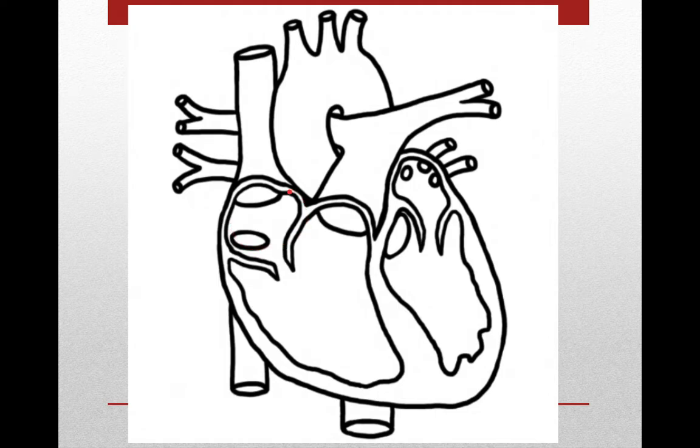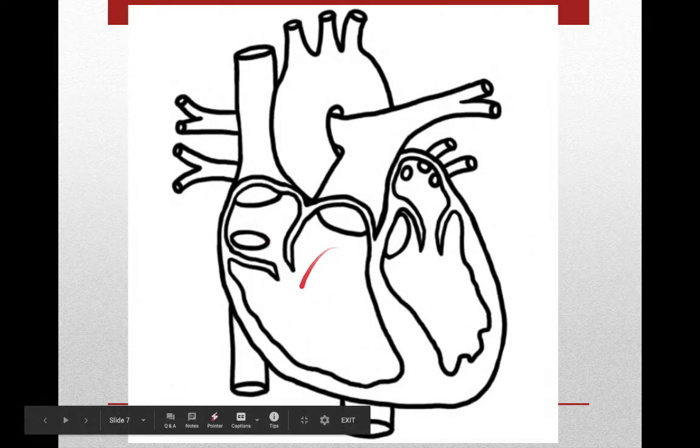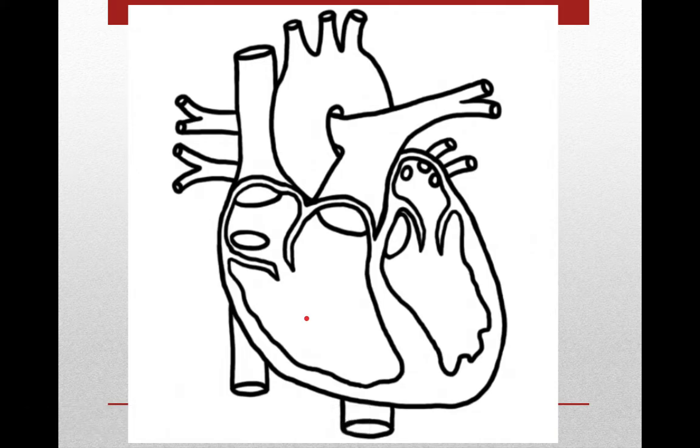Now go ahead and point to the tricuspid valve. Did you point to this right here? Remember, a valve keeps the blood moving in one direction. So it's going to go from right atrium, the first chamber, down to this chamber. Do you remember what this chamber is called? Did you say right ventricle? Because that's correct. Right atrium goes down to the right ventricle.